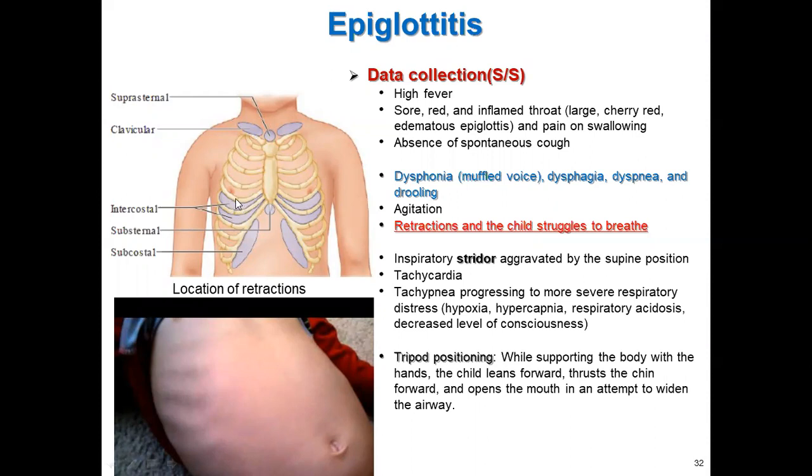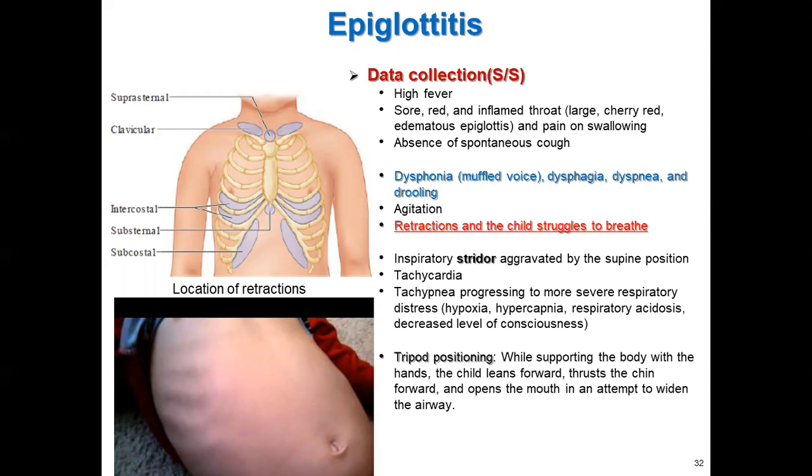The space in between two ribs we call intercostal space. This area is filled up with the intercostal muscle, and the muscle here is called subcostal muscle. This area is called subcostal muscle. So intercostal muscle or subcostal muscle does not participate in respiration if everything is okay.